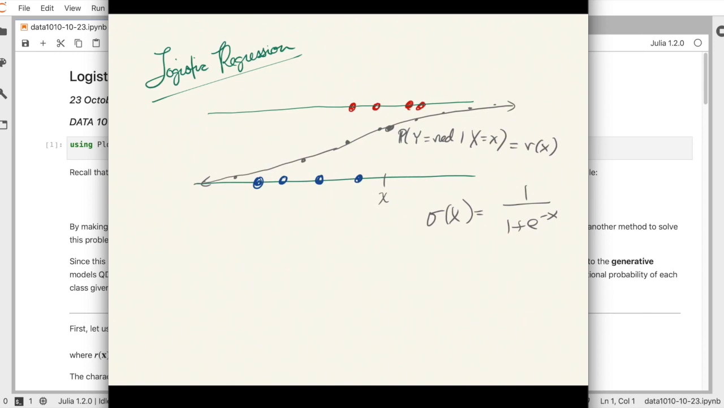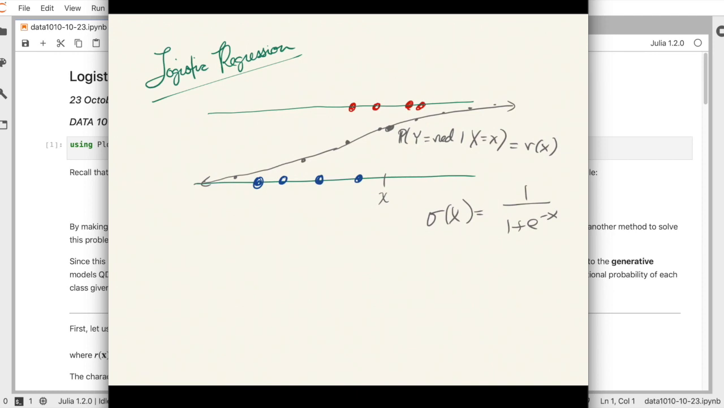So as x goes to negative infinity, we get a very large value in the denominator here, and we go towards 0. And as x goes to positive infinity, the denominator gets very close to 1 and we converge to 1. So this function by itself is not going to be good enough because it doesn't allow us to move left and right. If all the red points and all the blue points move left or move right, we'd like to be able to adjust the function accordingly.